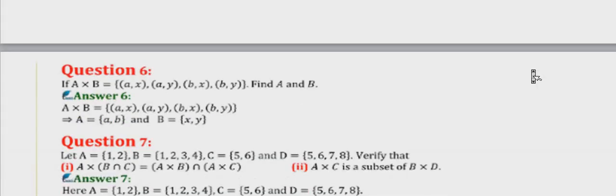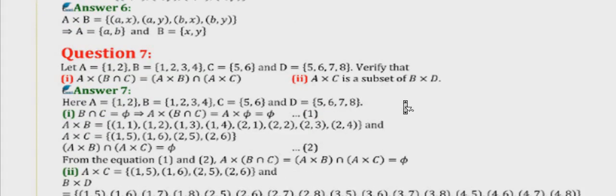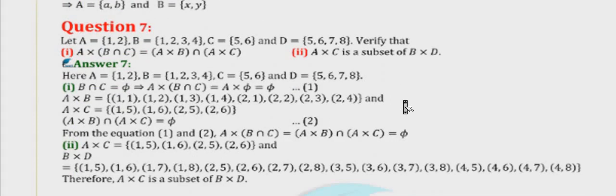There is one more question, question number 6. If A cross B is this, find A and B. A and B mean the first set and second set. So what should be A? See here, all elements of A will be the first elements of these pairs, meaning a, b, b. That means A contains a, b, and you know one element is written only once. And B contains only x, y. So this is A, this is B. Simple. Similarly, question number 7, I am leaving this to you.